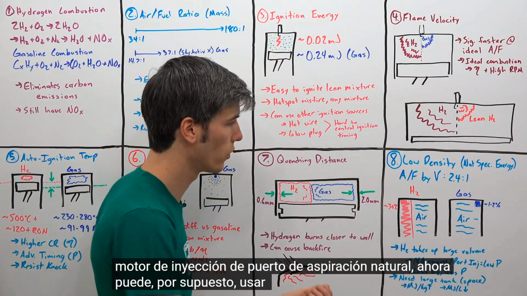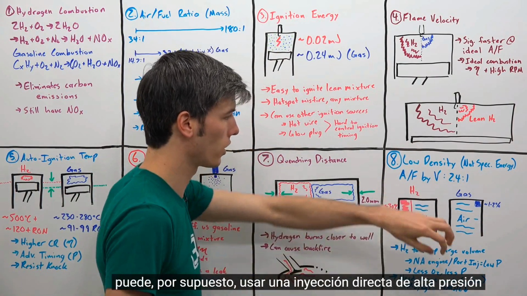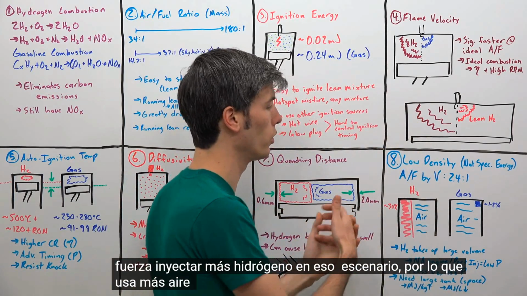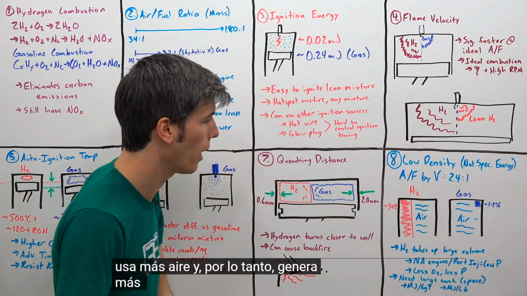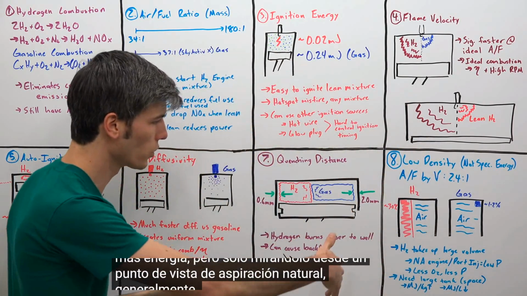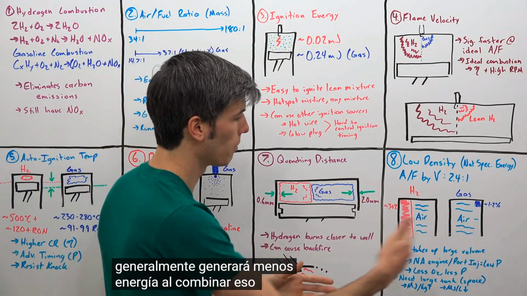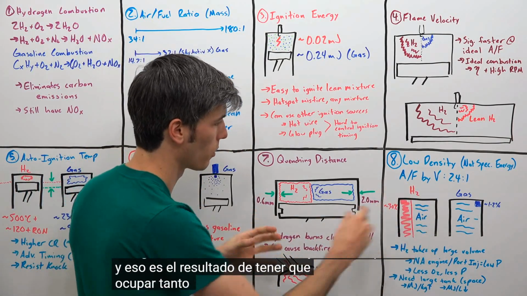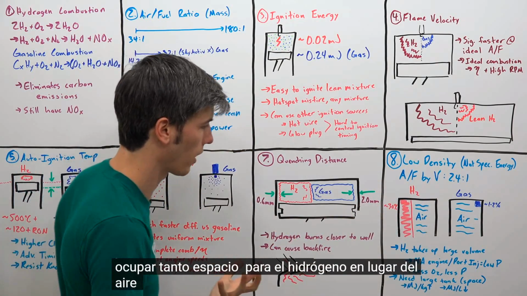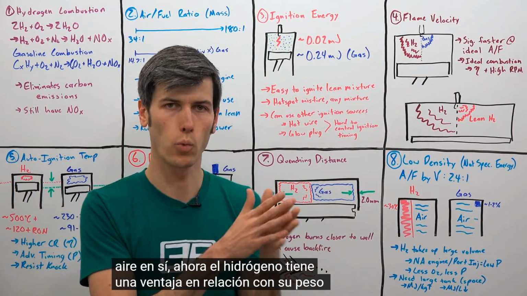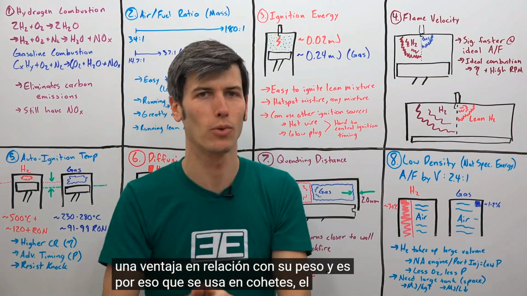Now you can, of course, use a high-pressure direct injection, force more hydrogen into that scenario, so you do use more air and thus make more power. But just looking at it from a naturally aspirated standpoint, you're generally going to be making less power combining that with port injection. And that's as a result of having to take up so much space for hydrogen rather than air itself. Now, hydrogen does have an advantage relative to its weight, and so that's why it's used in rockets.